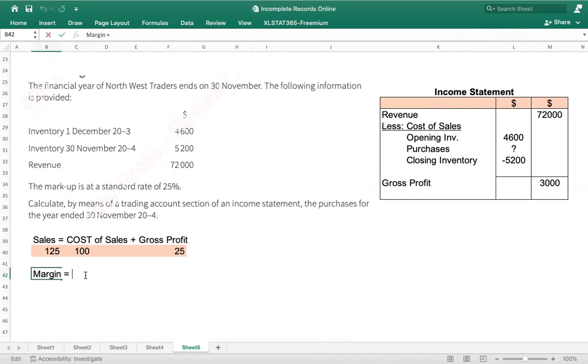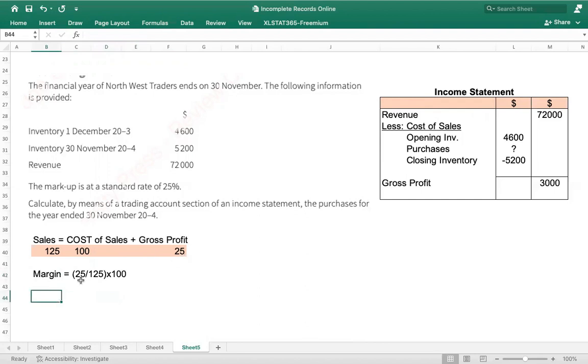Gross profit upon net revenue times 100. Yes, so gross profit is given, 25, divided by net revenue, which will be 125, so 125 multiplied by 100, right? What I am doing here, I am converting markup into margin. My task is that. Then we will solve the question. First task is converting markup into margin. Is this formula correct? Yep.